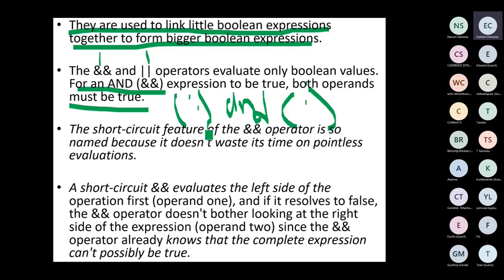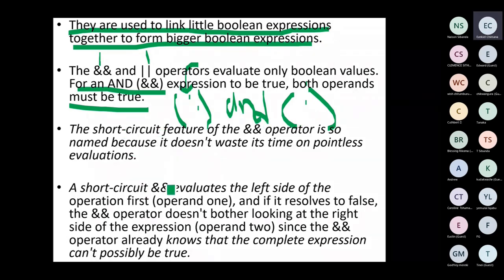The short circuit feature of the AND operator is so named because it doesn't waste its time on pointless evaluations. What does it do? If it evaluates this one and gets true, and then gets false here, it doesn't go on to evaluate the rest. Why? Because it's an AND. It requires this one to be true and this one to be true. So if this one is false, it doesn't matter whether the other is true or not. That's why it is called short circuit.